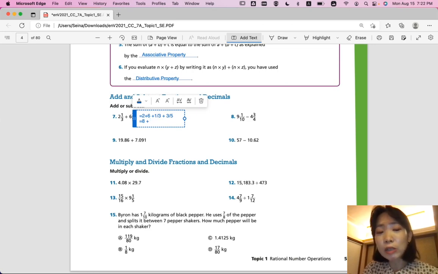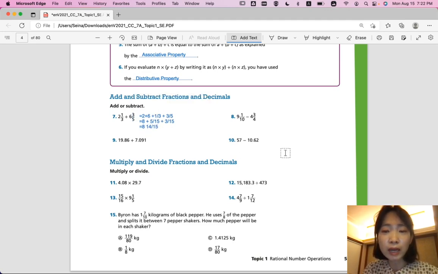In order to do that, you need to change the denominators. So 3 times 5 would be 15, and 5 times 3 is 15. So 1/3 could be written as 5 over 15, and 3 over 5 could be written as 9 over 15. And so together, you should have 8 and 14 over 15. Okay, so your answer is 8 and 14 over 15.